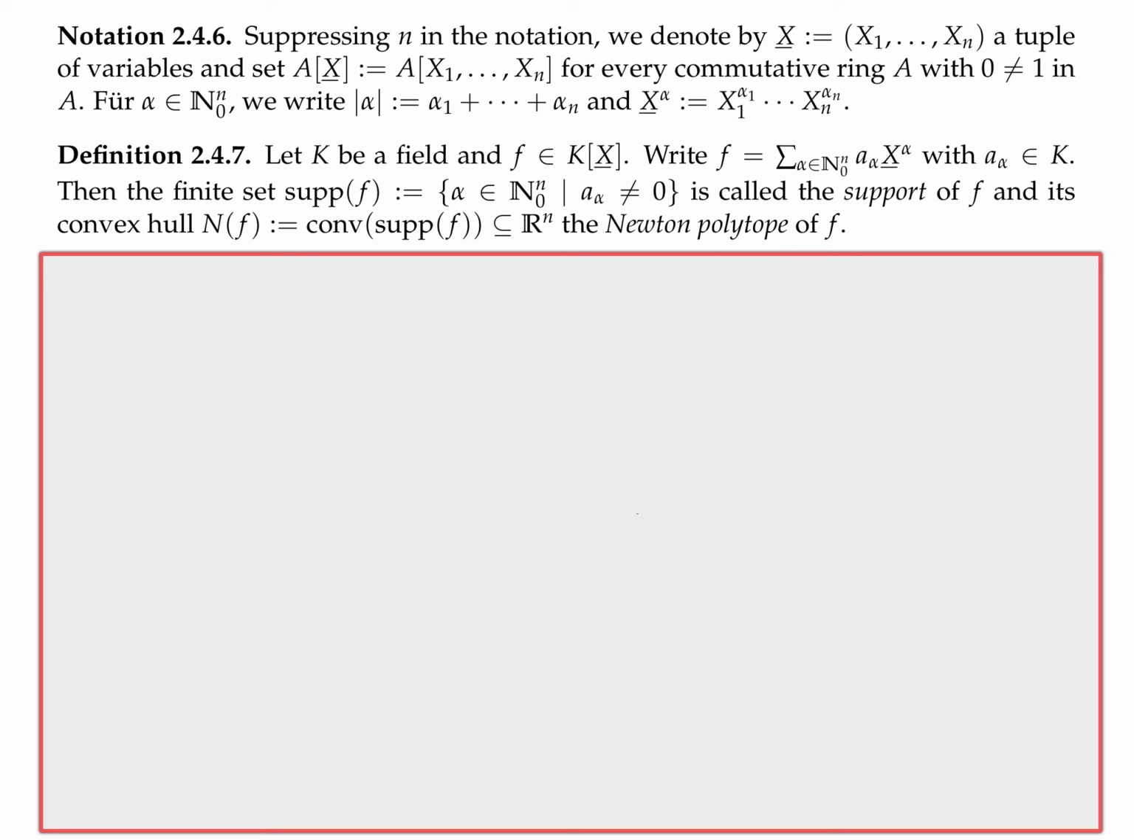And the set of all exponent tuples alpha such that the corresponding coefficient a alpha is non-zero, that's called the support of f. That's a finite subset. I can consider this as a finite subset of R to the n, right? So if n equals 2, then it's a finite subset of R to the 2.